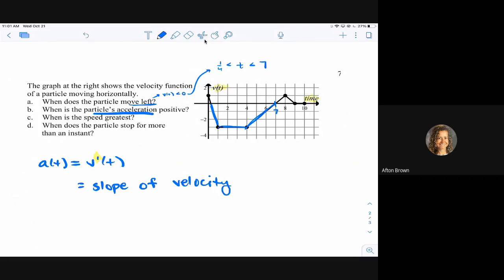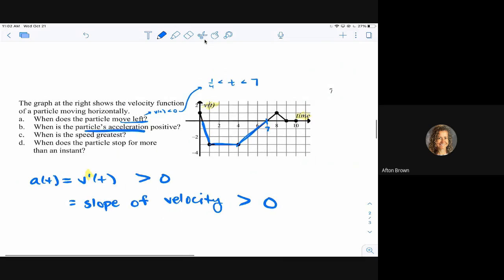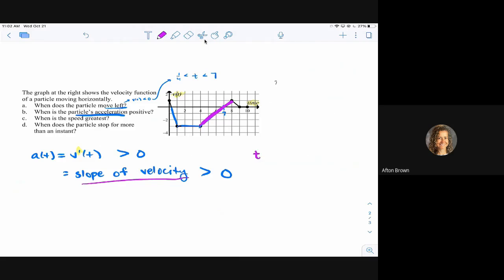So we want acceleration to be positive. So if we want acceleration to be positive, we want v prime to be positive, or the slope of velocity to be positive. So where does the slope of this graph have a positive slope from what time to what time? Good. From 4 to 8 seconds, that's where the slope of velocity is positive. So I'd say this happens when t is between 4 and 8 seconds.